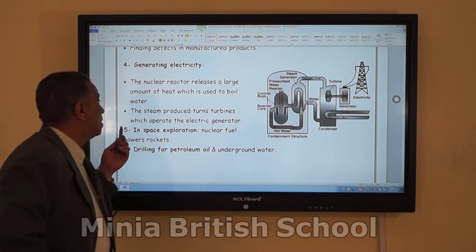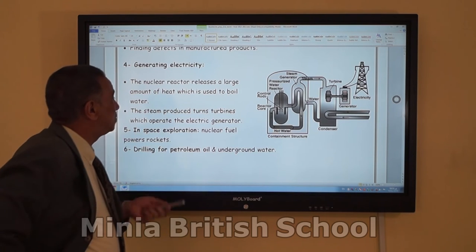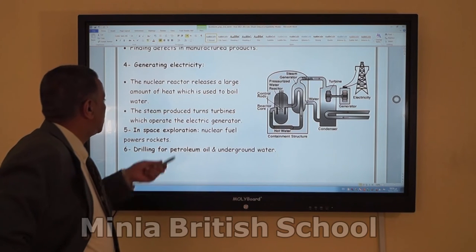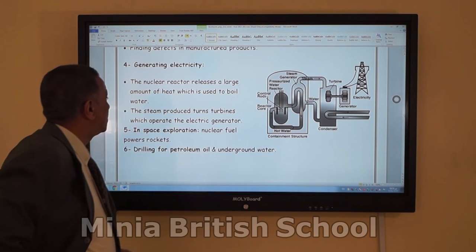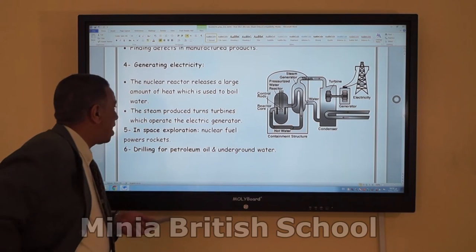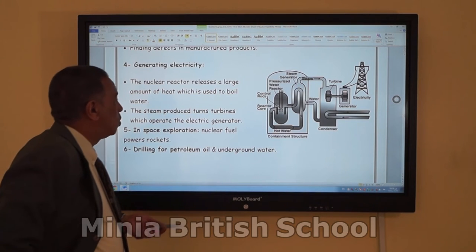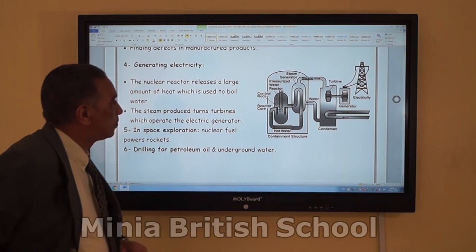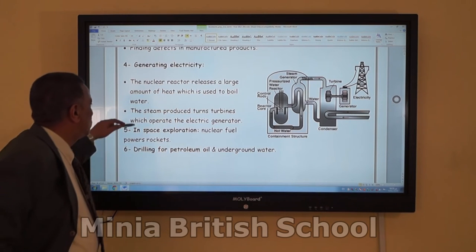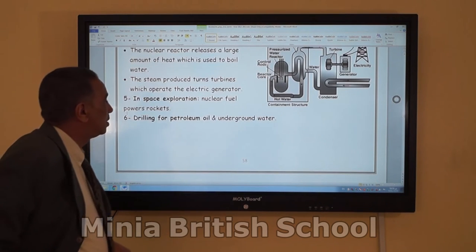Because inside the nuclear reactor, we release a huge amount of energy. This huge amount of energy is heating the water to boil it. There is steam produced from the water, which is entered into steam turbines that rotate and produce electricity.